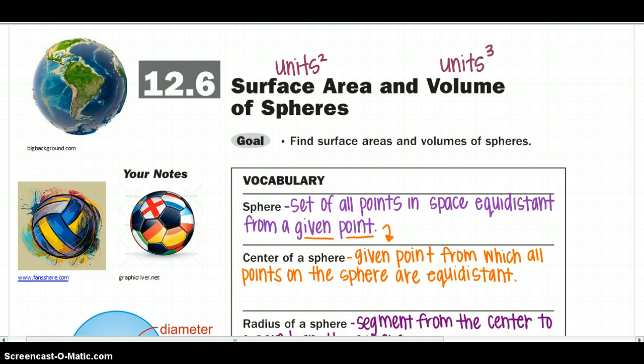So what is a sphere exactly? It's a set of all points in a shape equidistant from a given point. So that definition is very similar to our circle. Now we're just in a 3D object. And that given point will now be our center. So the given point from which all points on the sphere are equidistant. So if I had a center in the middle of this soccer ball, all points from that are equidistant to the sides of my sphere. So you can look at that as a 3D shape.